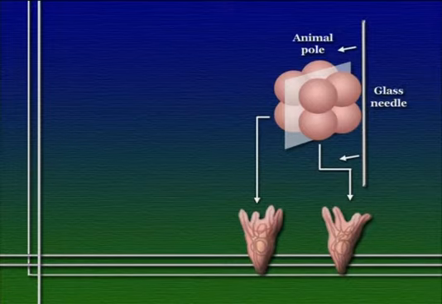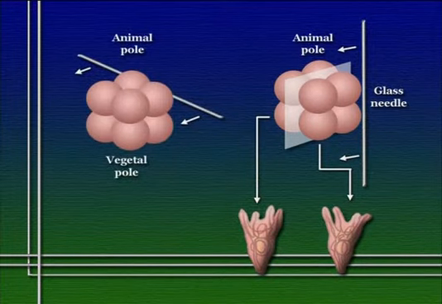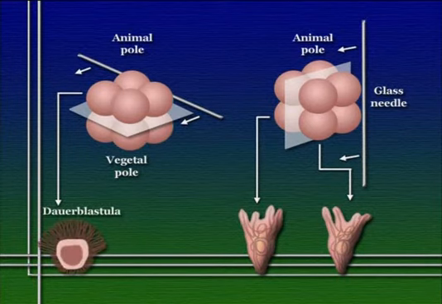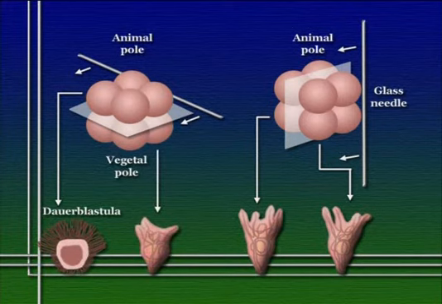However, if Horstadius divided the embryo along the equatorial plane, that is, separating cells from the animal and vegetal poles, then the result was very different. The animal pole half developed into a somewhat misshapen blastula called a Dauerblastula that didn't undergo gastrulation, while the vegetal pole developed into a relatively normal larva.